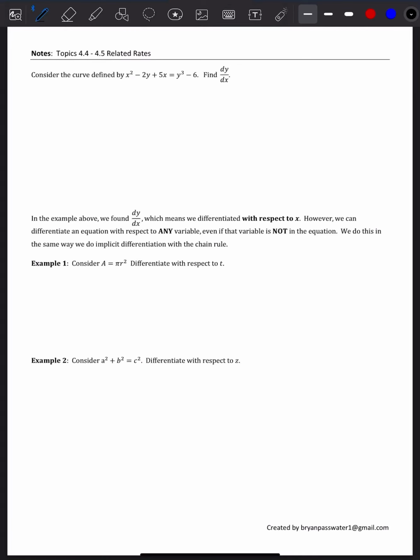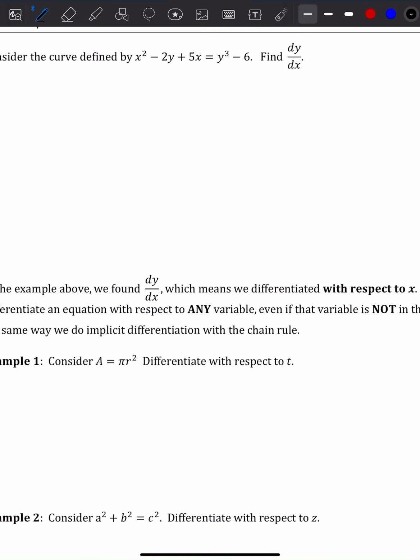Okay, so let's talk about related rates. When we're talking about related rates, we're going to go back to implicit differentiation. So consider the curve defined by our function here. We want to find dy over dx. So we're going to take the derivative of everything with respect to x.